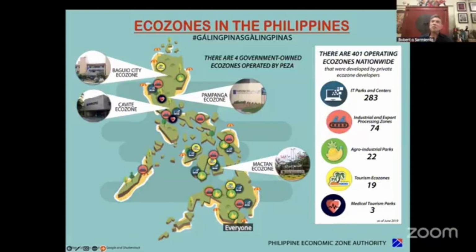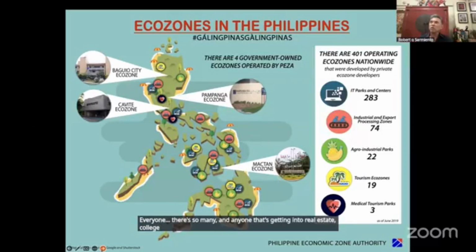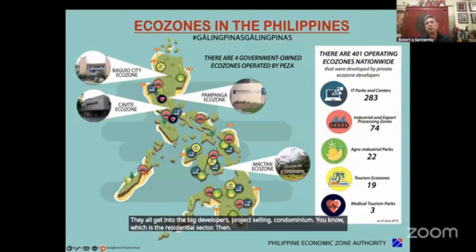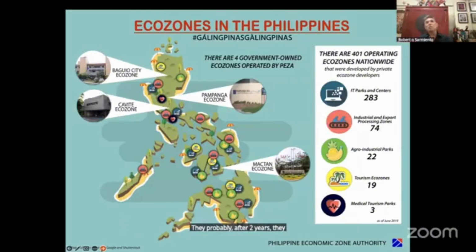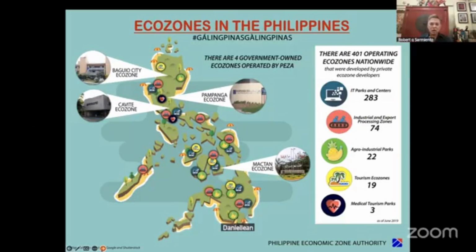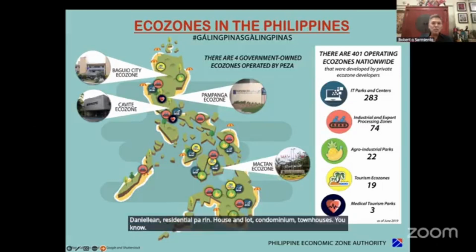Everyone, there's so many, and anyone that's getting into real estate, college graduates, newly licensed, they all get into the big developers, project selling, condominium, which is the residential sector. Then they probably after 2 years, they learn the ropes, they leave that developer, they get into brokerage. Then yan, residential pa rin. House and lot, condominium, townhouses. You know, commercial and industrial offers a big opportunity for everyone.